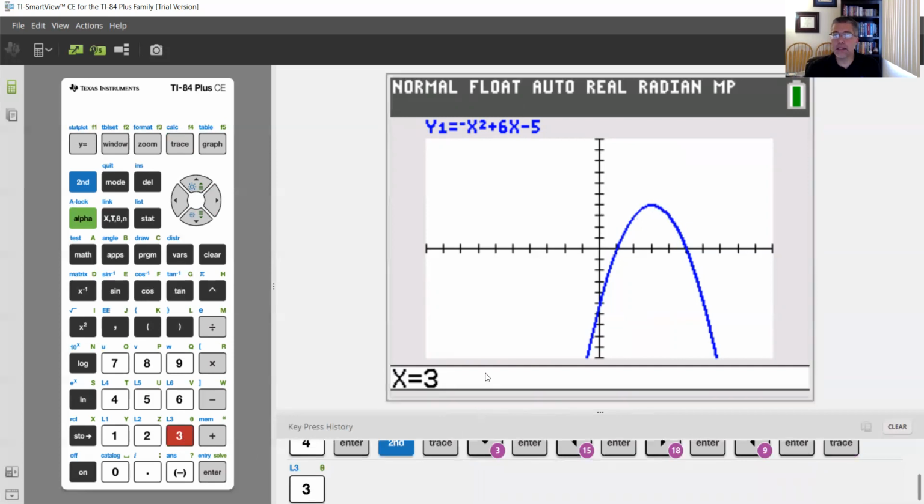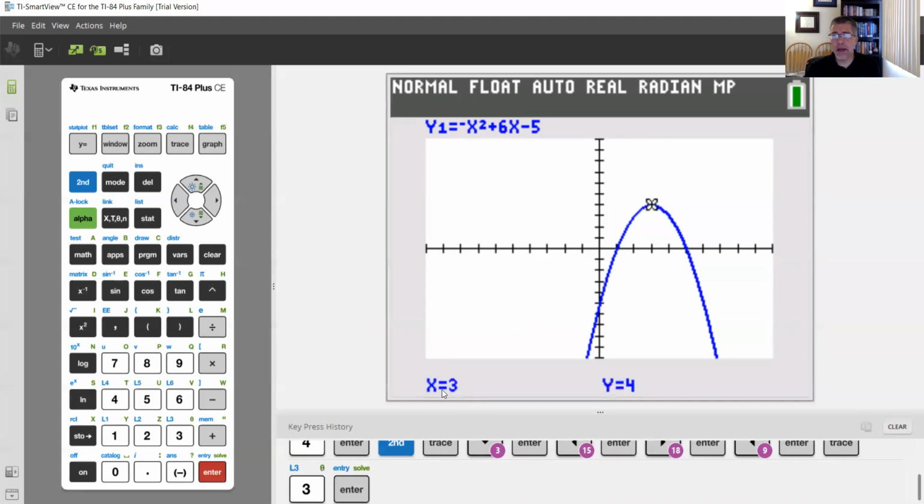And if I ask, at x equals 3, what was this value on the graph? It'll say x equals 3 and y equals 4. Now the calculator is estimating where that value is, but it did give us the correct value for the range. And the correct value for the y value was 4.